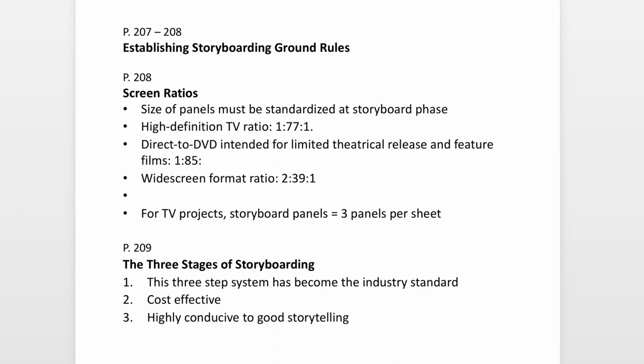Widescreen format ratio, which is rather rare these days, is 2.39:1. For TV projects, the storyboard panels equal 3 panels per sheet on the average. Page 209, the 3 stages of storyboarding. Number 1, this 3-step system has become the industry standard. It's cost-effective, and it's highly conducive to telling a story.